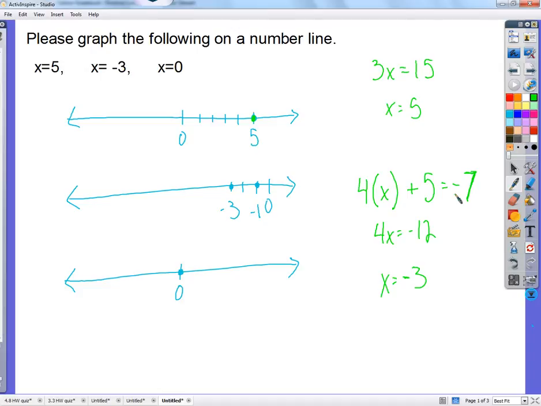Because if you substitute negative 3 for x, then this equation becomes true. 4 times negative 3 is negative 12, plus 5 will be negative 7, and the equation will be true.